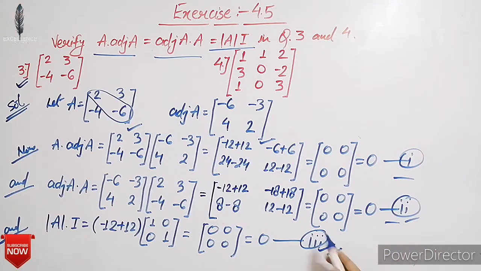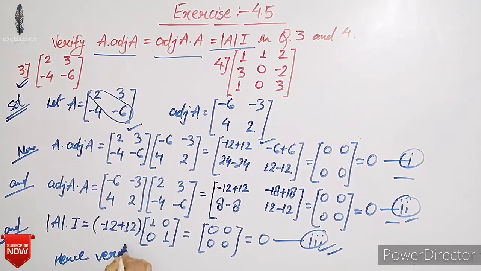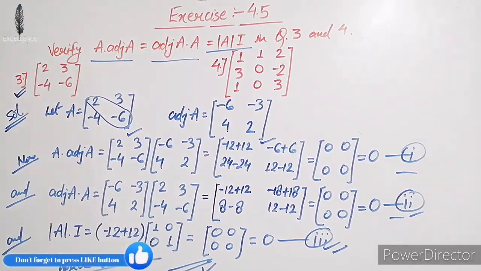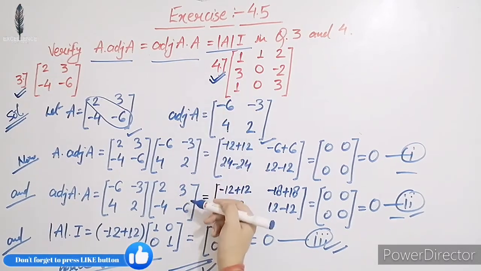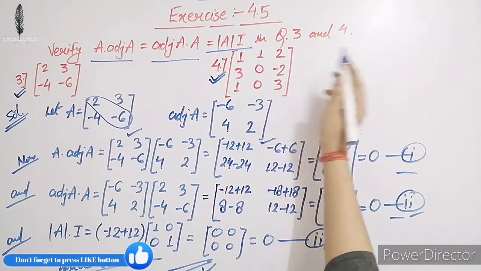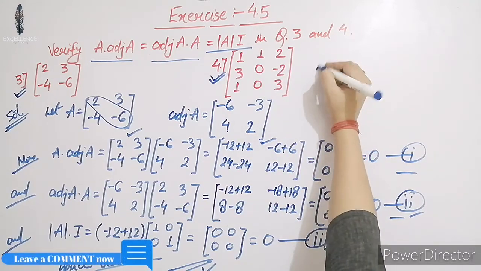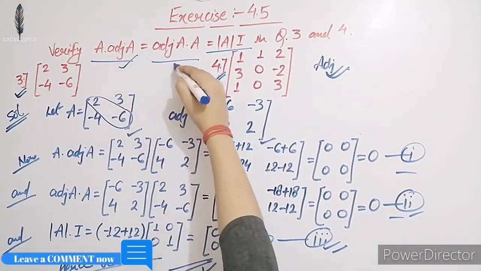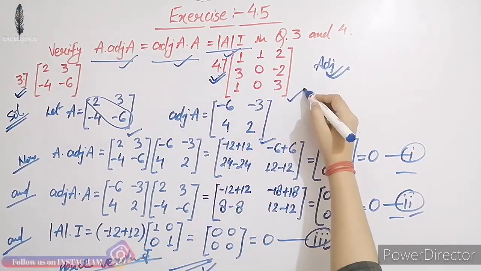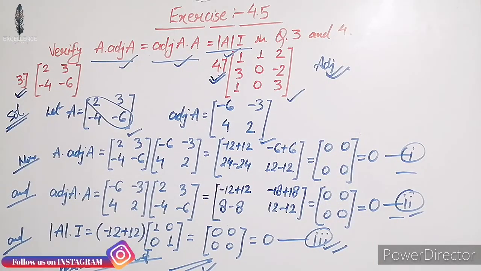From equation first, second, third, we have it's verified that A into adjoint A is equal to adjoint A into A is equal to determinant of A into I. Okay, clear? Now question number 4 is same. So you can solve it by using same process. First you have to find its cofactors, then its adjoint, and after adjoint you can verify it easily. Okay. In next class we will discuss the rest of the questions of this exercise.